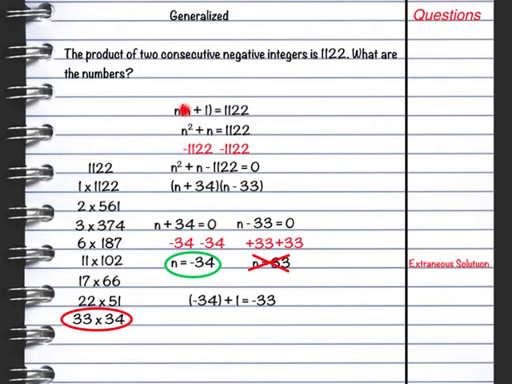Because once again, I'm just finding the second number. If n is negative 34, plug negative 34 in here, and what do you get? So my two solutions to this piece would be negative 33 and negative 34 as my two consecutive negative integers. Go ahead and take a moment, pause, copy before continuing on.